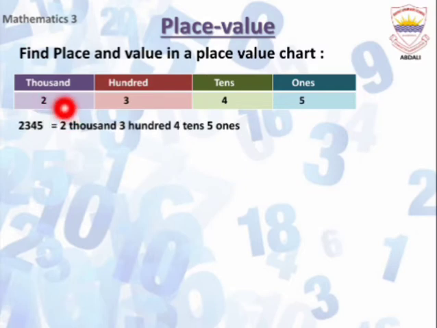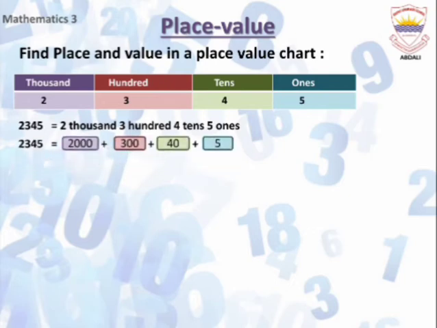Now we have to find the place and value of each digit. The digit 2 place value is 1000. We write it as 2000. And the digit 3 place value is 100. We write it as 300. And the digit 4 place value is tens. We write it as 40. And digit 5 place value is 5 ones. We write it as 5.